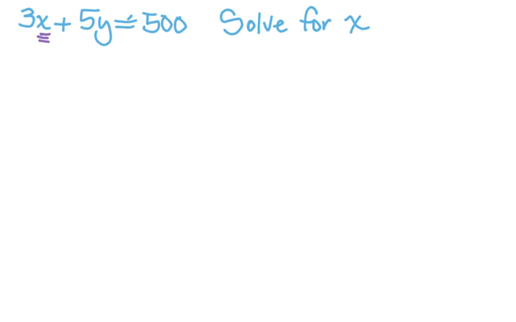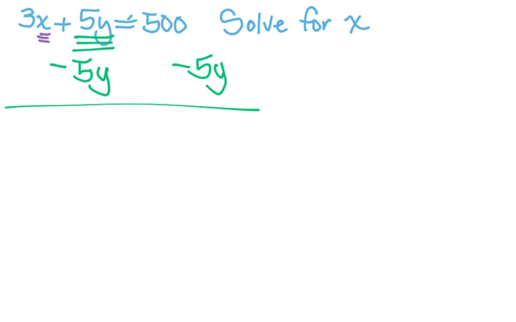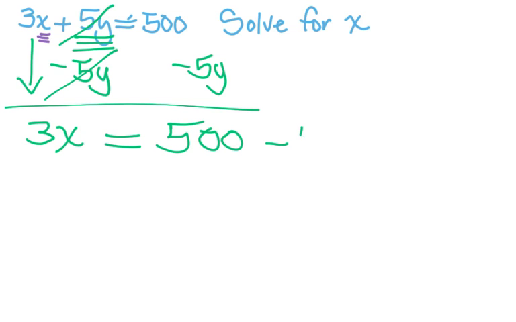All right, so if I needed to solve for x, the very first thing I need to do is move this 5y over. Because I'm adding 5y, I'm going to subtract 5y from both sides. So when I subtract 5y from both sides, 5y take 5y away gives me 0, which leaves me on the left-hand side with 3x equal to 500 minus 5y.